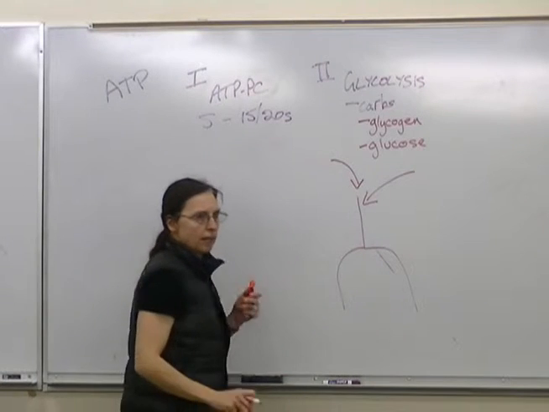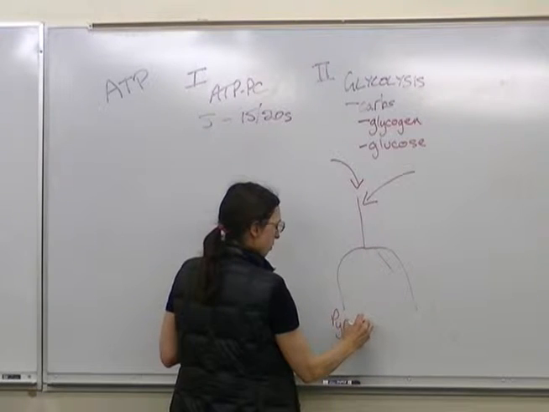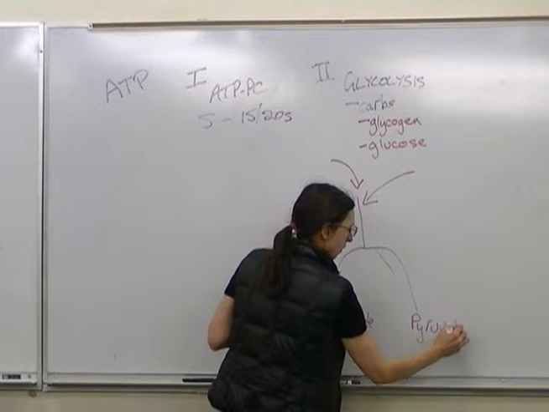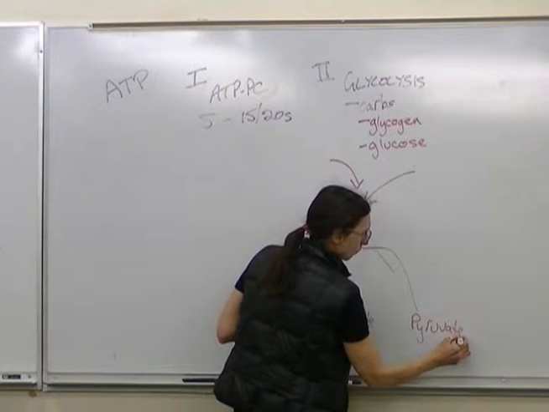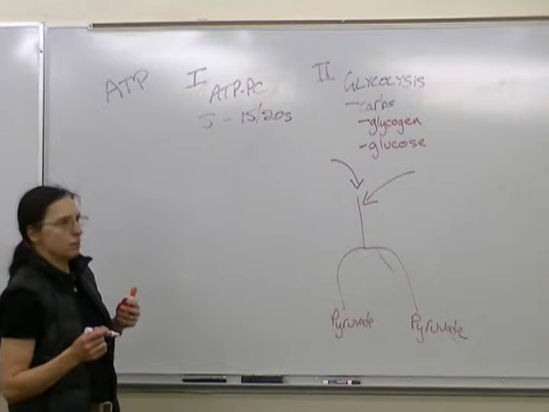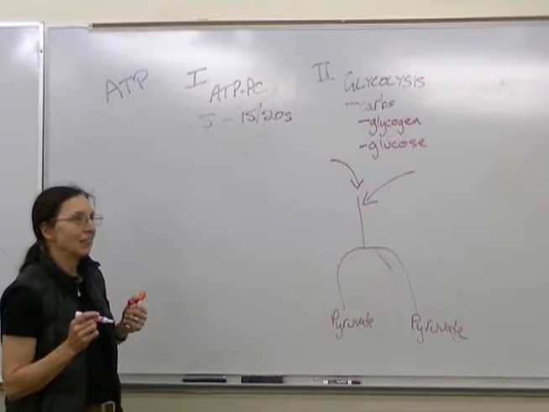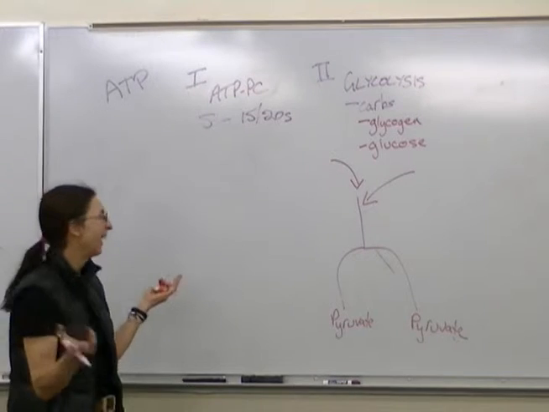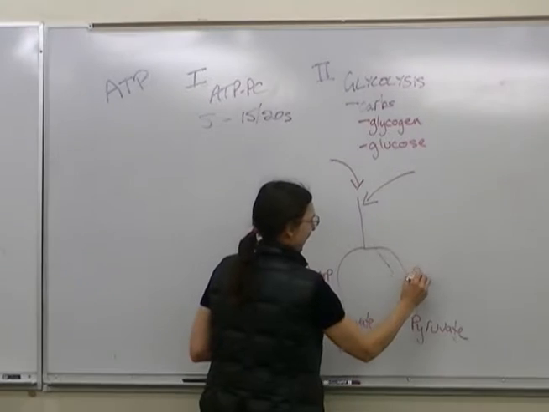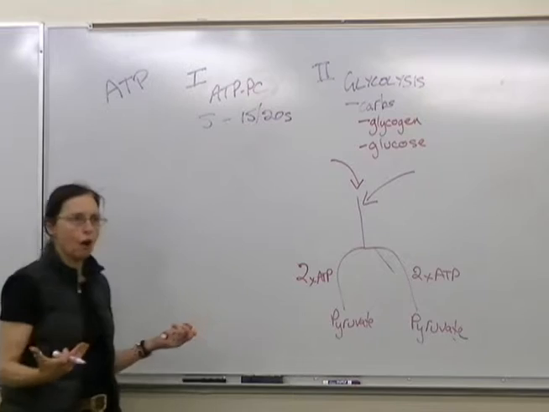What do I end up with at the end? Pyruvate. Good. See, look at all this stuff you know. Okay. How many ATPs do I get? 2 on each, so 4. It's 4. Alright, so I make 4.